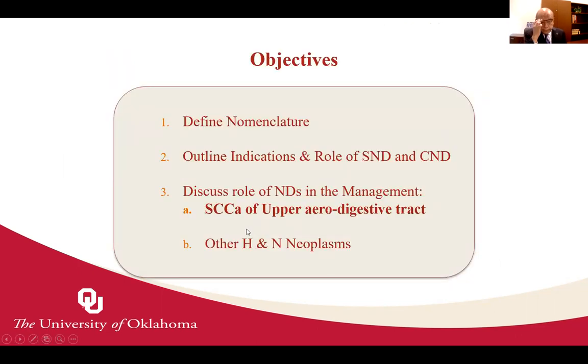What we hope to do in this session is to first define some nomenclature, outline in general the indications and role of selective neck dissection and comprehensive neck dissections, discuss in detail the role of neck dissections in the management of squamous cell carcinoma of the upper aerodigestive tract. We will spend the majority of our time on this topic. And then we will briefly outline the role of these neck dissections in other neoplasms of the head and neck.